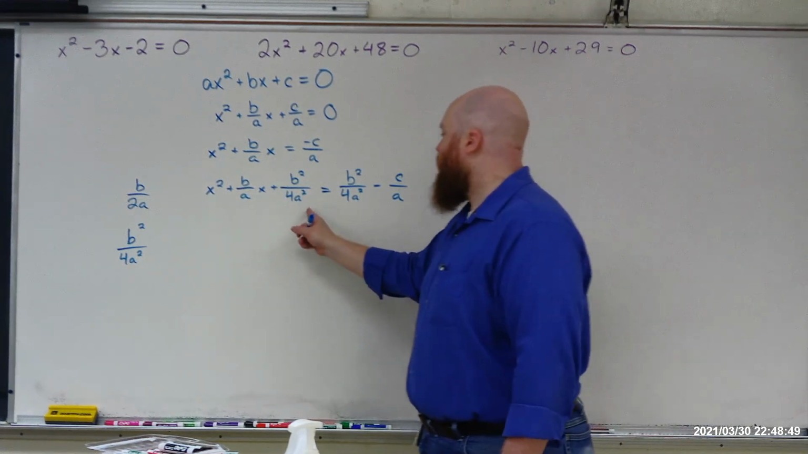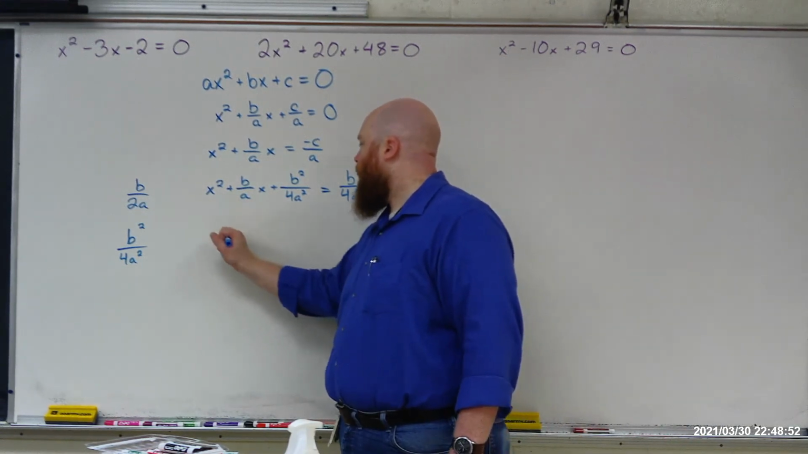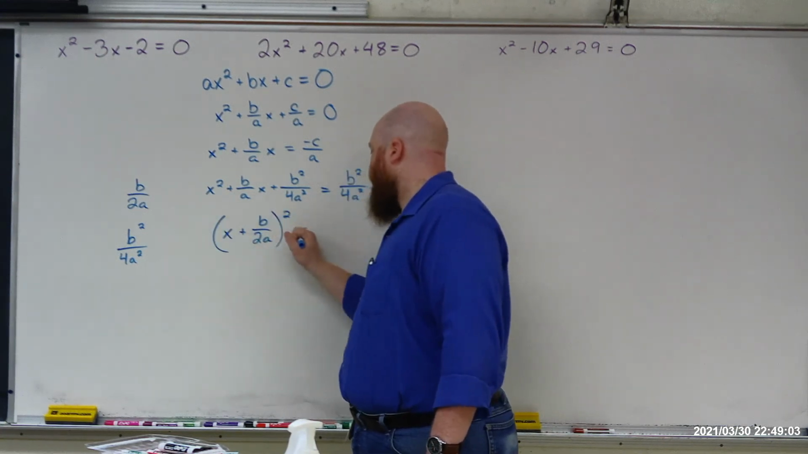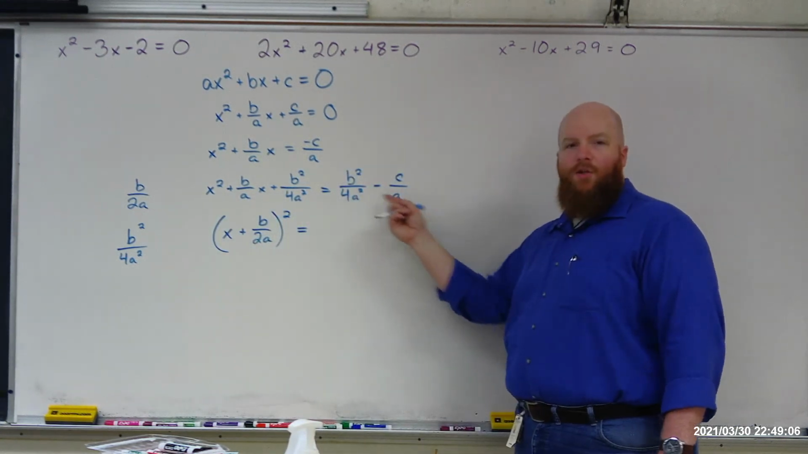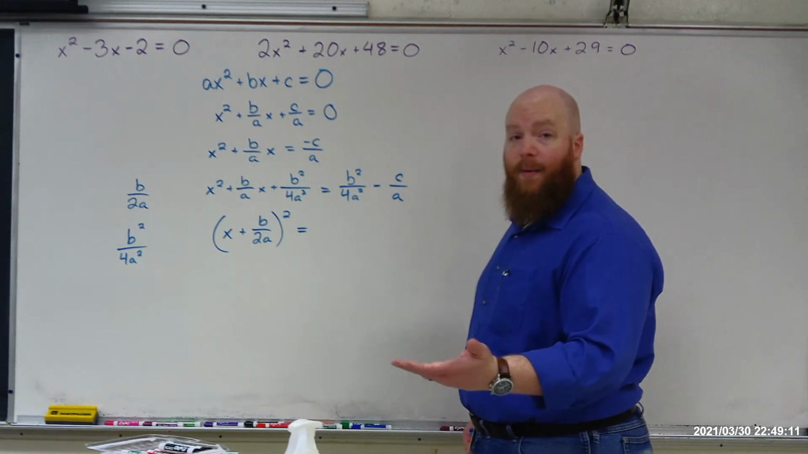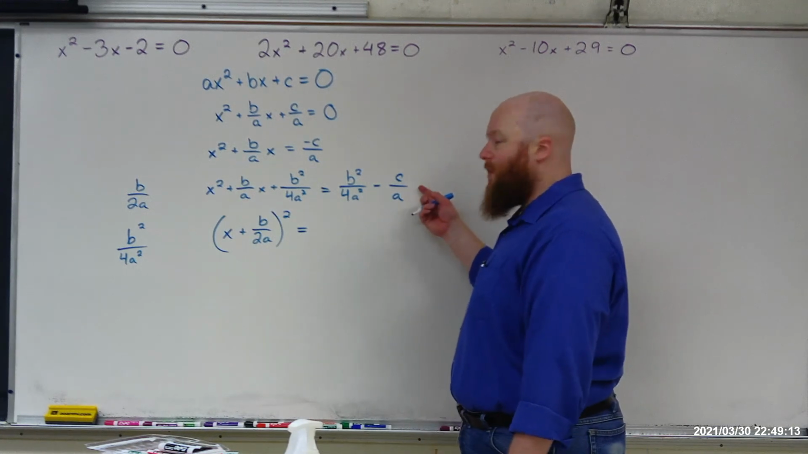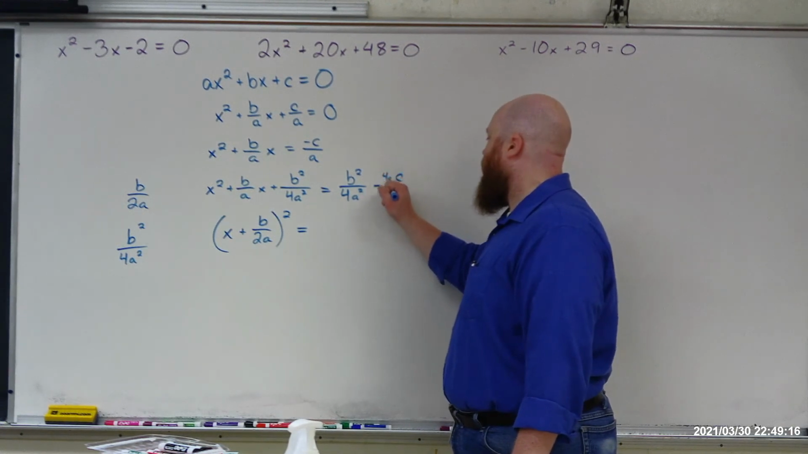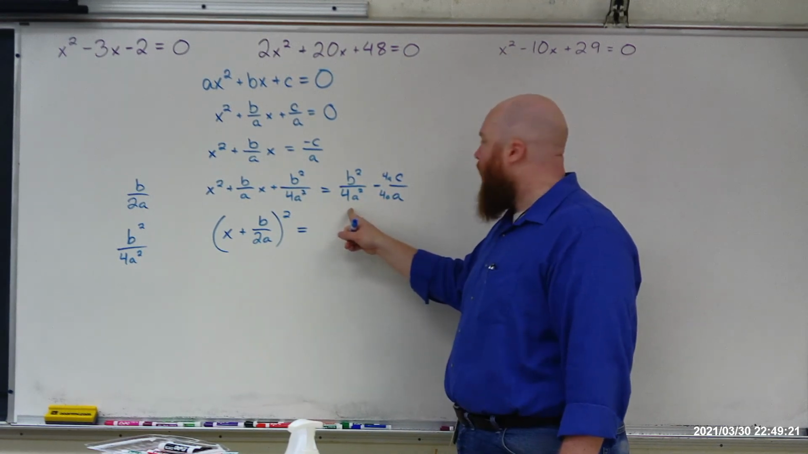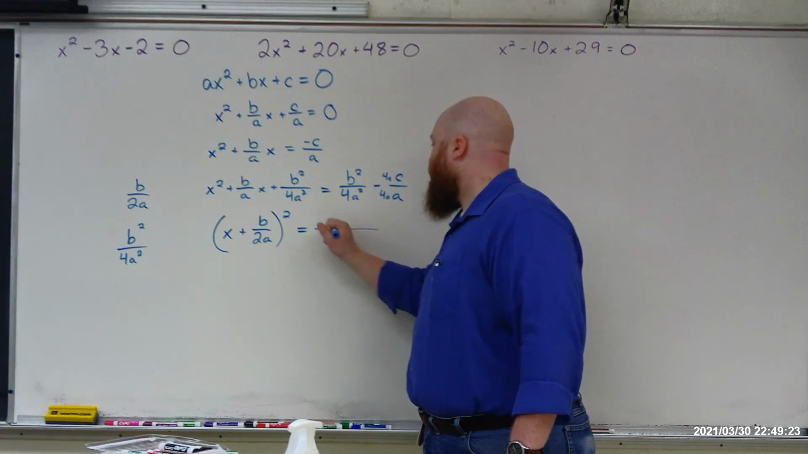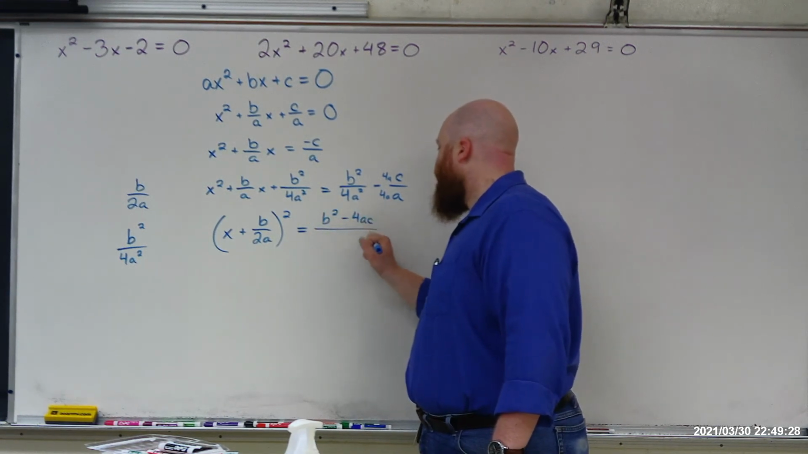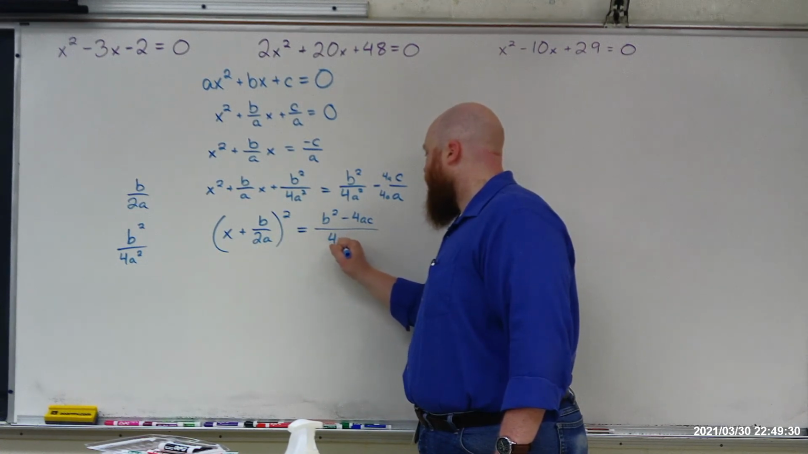Then express this as a perfect square. Square root of the first term, square root of the last term, sign of the middle term. And let's combine these two fractions. They don't have the same denominator right now, but we could make them have the same denominator. This one has to be built up by 4a over 4a, because 4a times a is the same as 4a squared. So I will end up with b squared minus 4ac all over 4a squared.